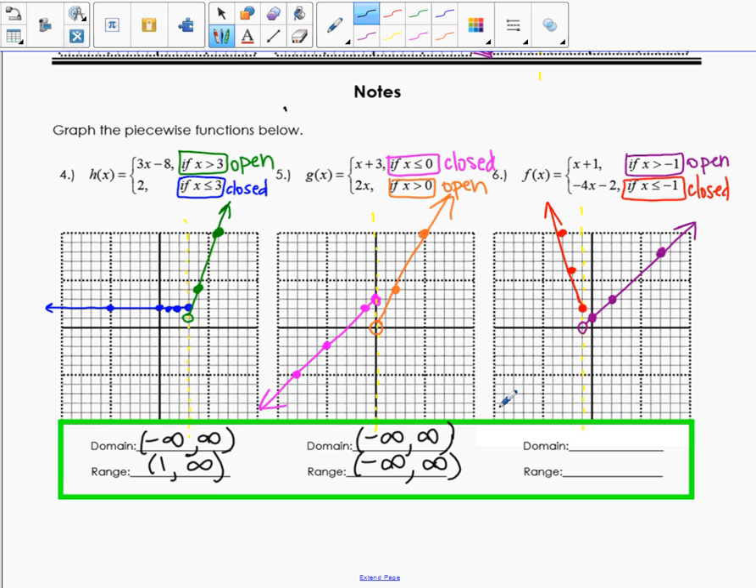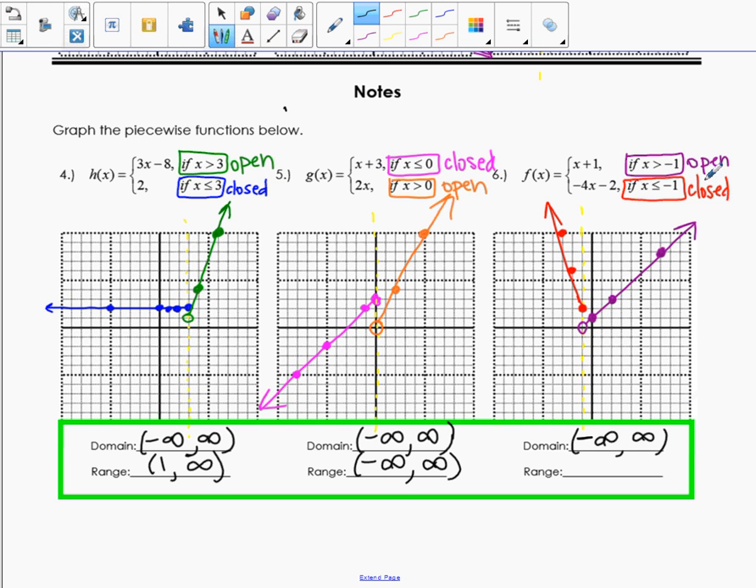Okay, so for number 6, our domain. Okay, so this red graph looks pretty skinny, but still, if we were to continue on forever, it is going to go all the way left, and the purple will go all the way right. Your open circle is covered, that x value is covered with a closed circle above it, so your domain is negative infinity to infinity.